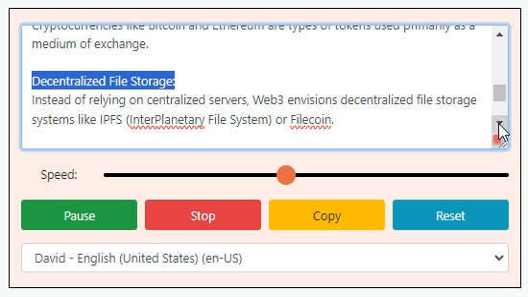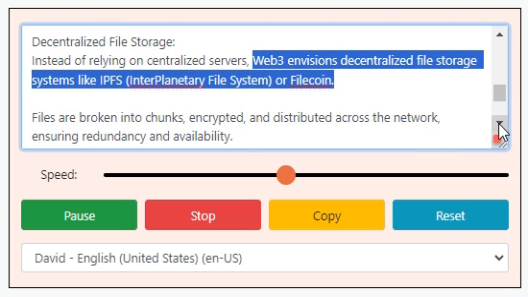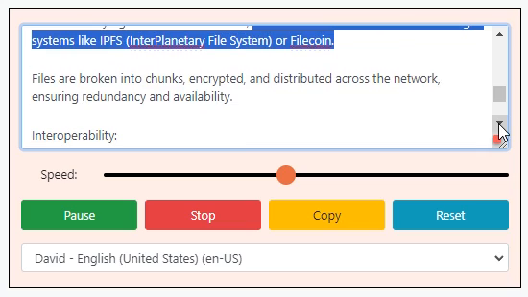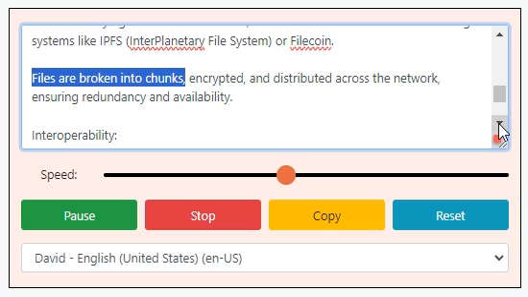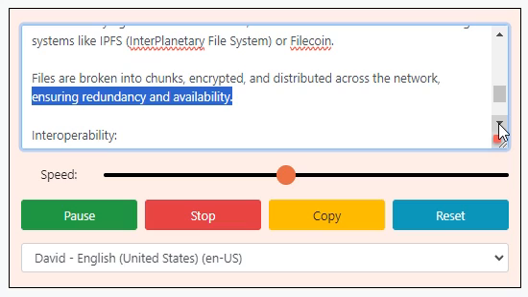Decentralized file storage. Instead of relying on centralized servers, Web3 envisions decentralized file storage systems like IPFS, Interplanetary File System, or Filecoin. Files are broken into chunks, encrypted, and distributed across the network, ensuring redundancy and availability.